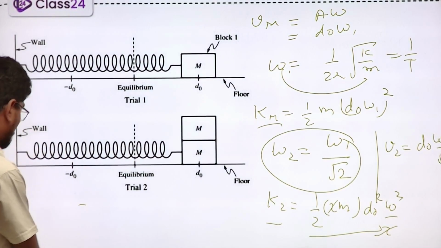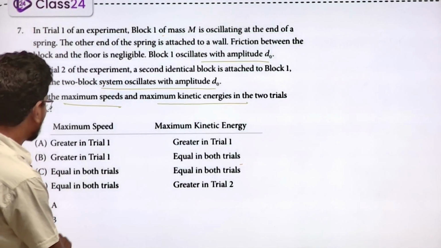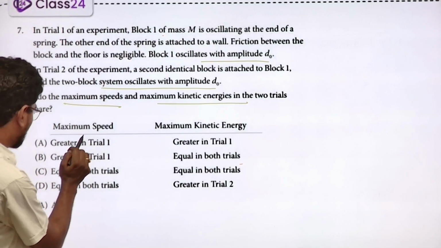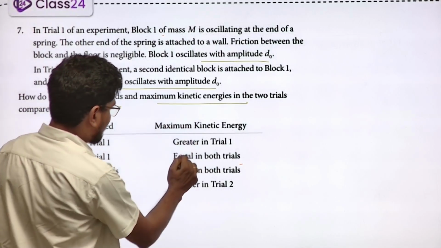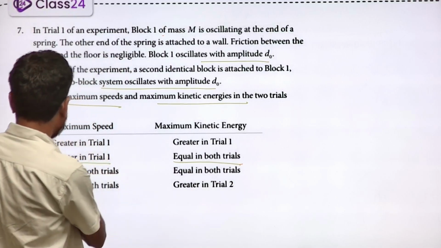Coming back to the question, the maximum speed is greater in trial 1 and the kinetic energy is equal in both cases. So option C will be correct.